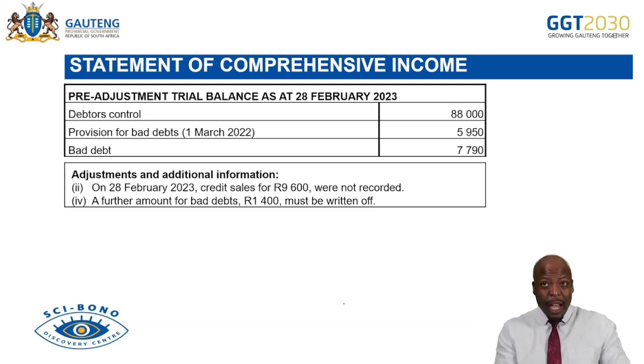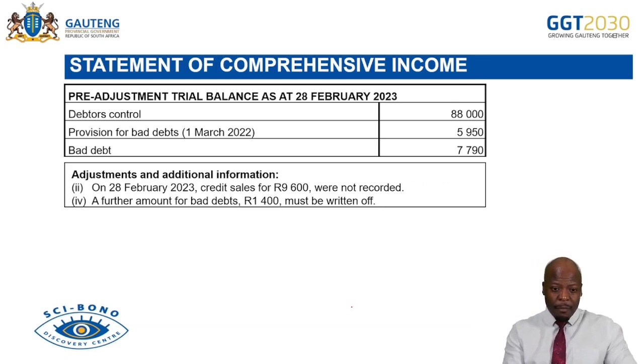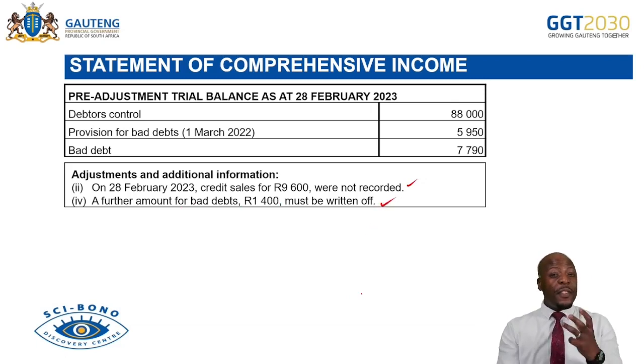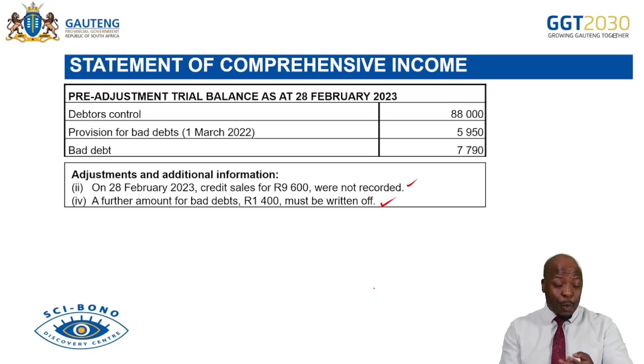All right, let's continue. Our next adjustment then says, on 28th February, credit sales, remember, we have dealt with this one. A further amount of bad debts of 1.4 must be written. Okay, let's see. I think you have seen now that our adjustments are related. With adjustment number 1, we spoke about the markup. It related with adjustment number 2, which spoke about the goods that were not recorded. And our adjustment number 2 of the goods not recorded related with adjustment number 3, which gave us the physical stock on hand. Okay, so it is very important that you relate these adjustments.